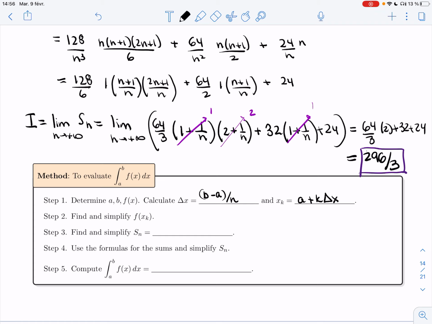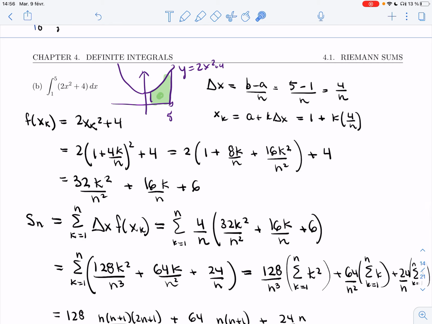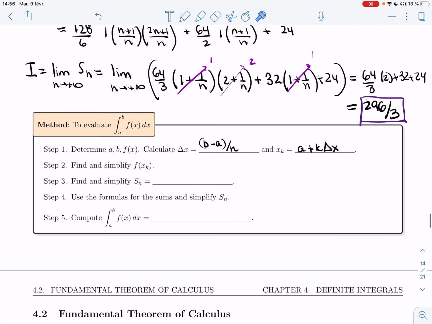So you compute what these are. And then you write what f of xk is, and you simplify. And I would recommend that you simplify until you have a constant times k squared over n squared, a constant times k over n, a constant. So you have split it up as much as you could.